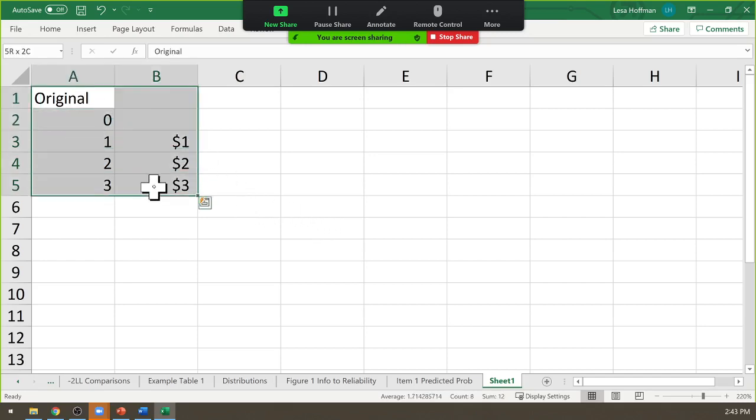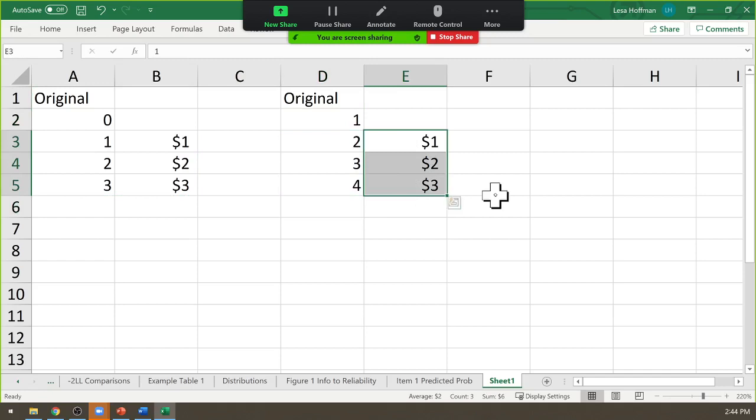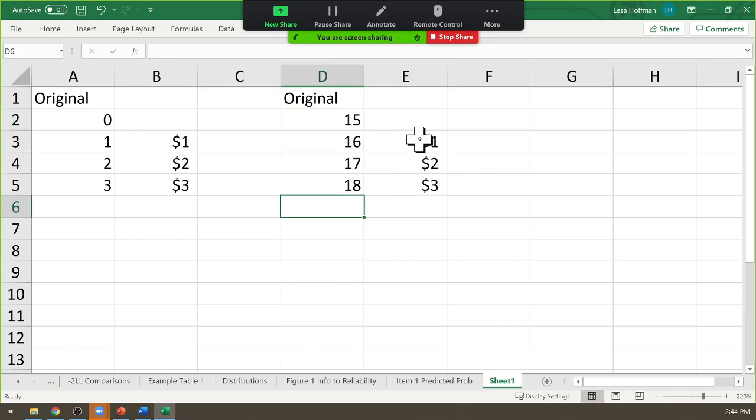Now, what if your items were originally scored something like 1, 2, 3, 4? You will still get 1, 2, 3. It orders them. Your original items could be something like 15, 16, 17, 18. You will still get 1, 2, 3.